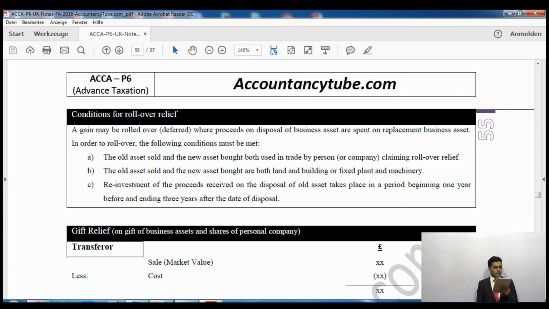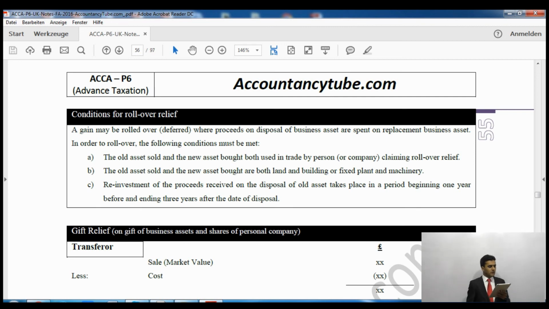So it must be used in the trade. The old and the new asset bought are both land and building or plant and machinery. So the old asset and the new asset could be either plant and machinery or land and building. It can't be anything else. A reinvestment of the proceeds received on the disposal of the old asset takes place in the period beginning 1 year before and 3 years after the disposal. So you can buy the replacement asset within this 4-year span period. This 4-year span period is 1 year before and 3 years after the disposal of the first asset.